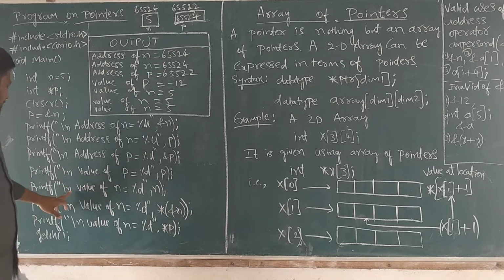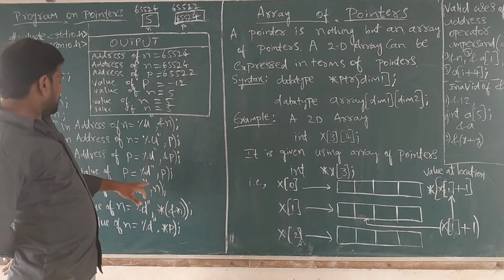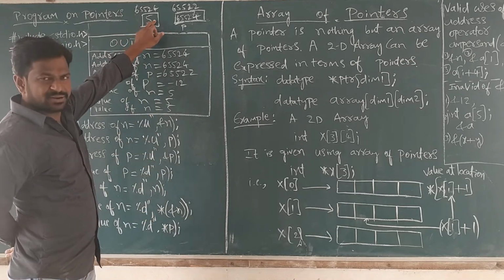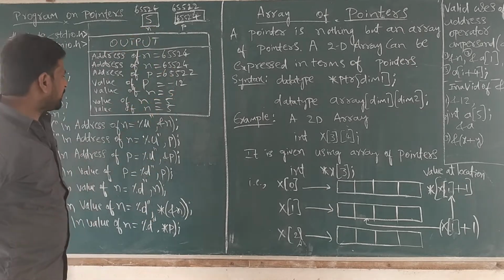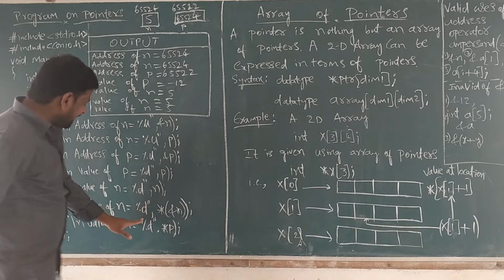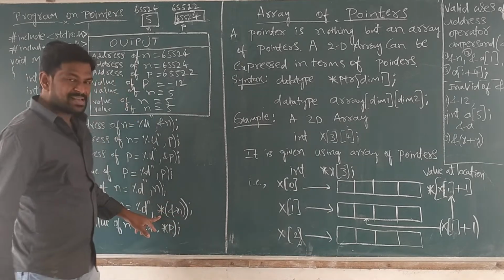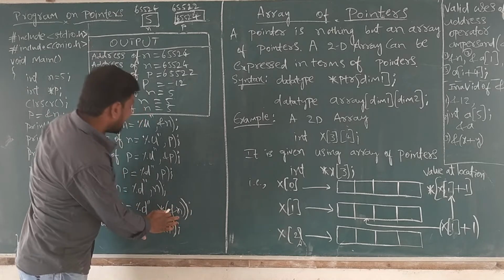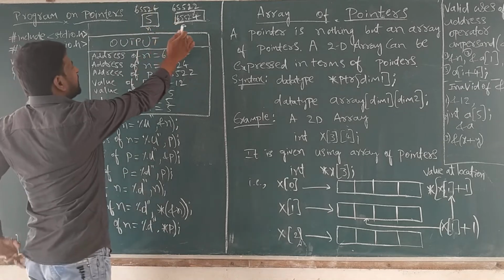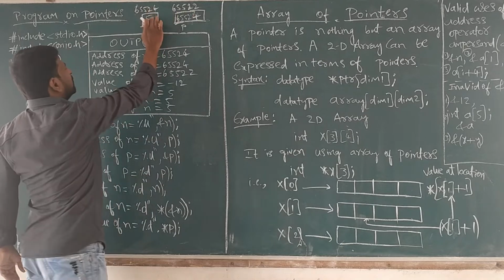In the next statement, value of n is equal to percent d n. We are printing the n value. What is the n value here? Directly 5 will be printed on the output. Then, value of n is equal to percent d asterisk ampersand n, which means value at this address. Value at address of n. So what is the value at the address of n? 5.